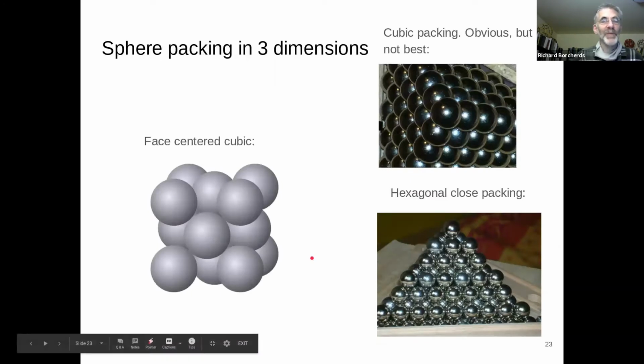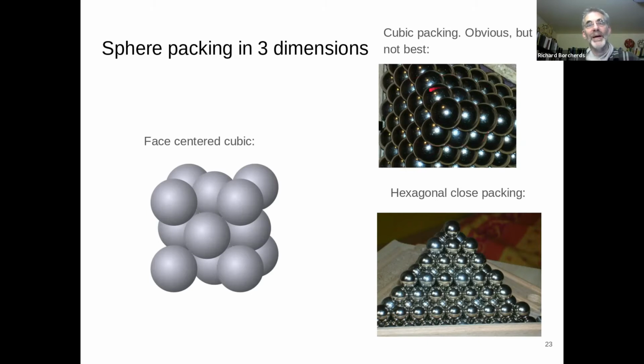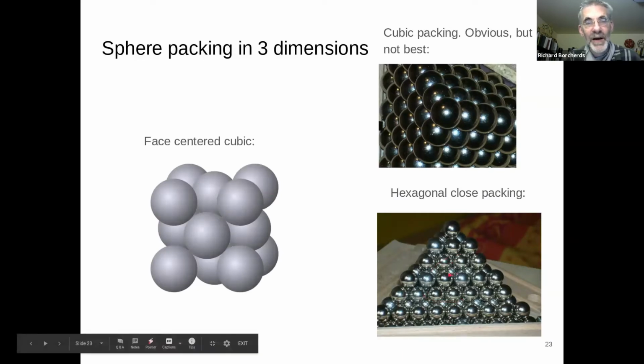There are actually several ways of doing this. First of all, we can take a cubic packing. So you might take something like a salt crystal, and they're packed in a cube. And this is obviously not the best sort of packing. There are 2 obvious dense packings. First is one called face-centered cubic, where the spheres are arranged like this. There's also something called a hexagonal close packing. So here's an example of hexagonal close packing.